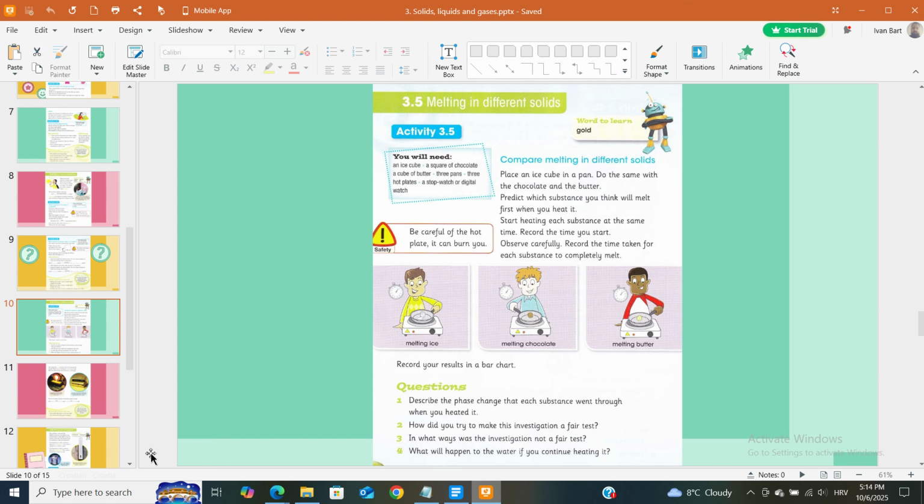2. How did you try to make this investigation a fair test? 3. In what ways was the investigation not a fair test? 4. What will happen to the water if you continue heating it?